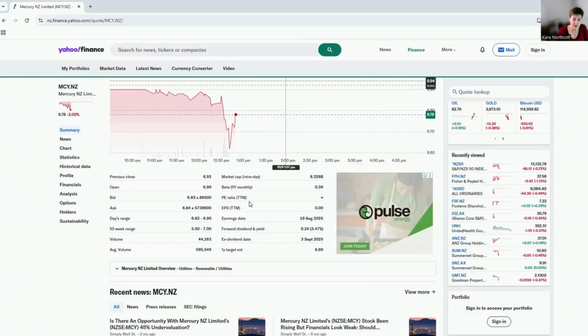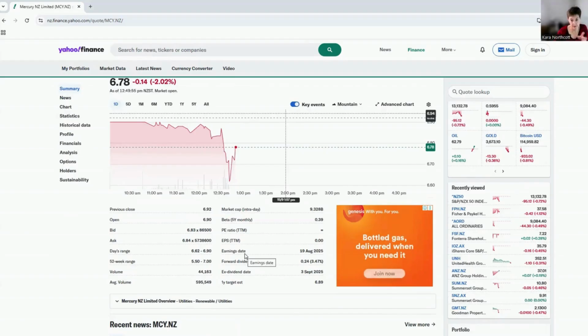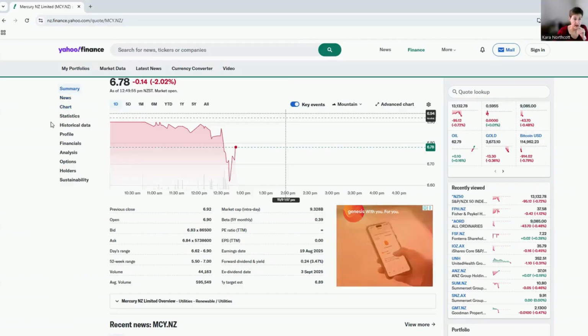We've got the price earnings ratio, the earnings per share, earnings dates, the forward dividend yield, which is currently 3.47%, and when it goes ex-dividend. You'll also see down the bottom here, it's got a one-year target estimate. Those are analysts' estimates as to where the share should potentially be trading, and they're estimating around $6.89. If I carry on down the left-hand side, I normally just go into the chart figure, but we're not going to look at that today.